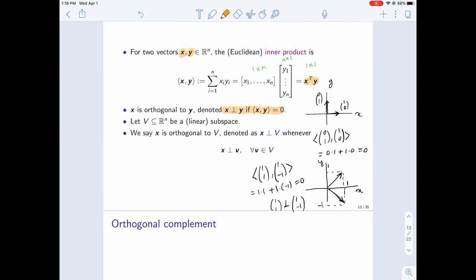And how about the vector 0? Is it perpendicular to any vector? Yes, by definition, the 0 vector is perpendicular or orthogonal to any vector because the inner product is always 0. Yes, good.